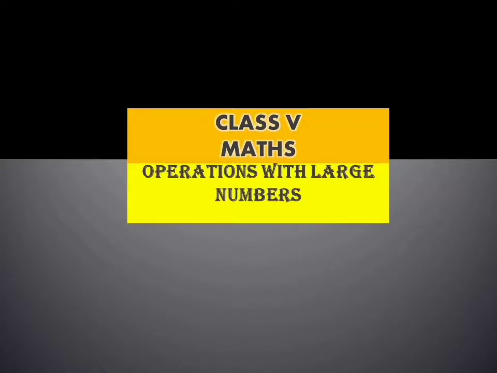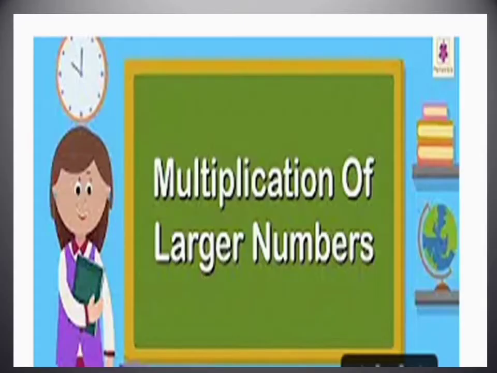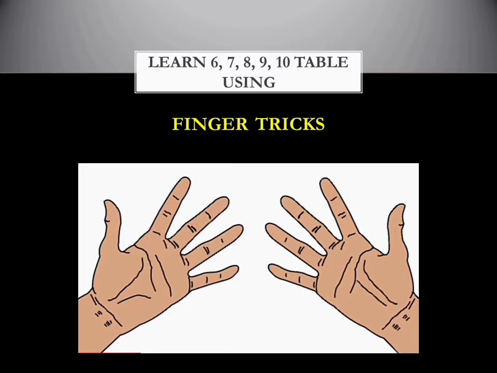We already started the chapter Operation with Large Numbers. In the previous video, you learned addition and subtraction of large numbers. In this video, we continue with multiplication and division of large numbers. First, we see multiplication of larger numbers. For multiplication and division, we need to know the tables very well. Then only we are able to do multiplication and division very easily.